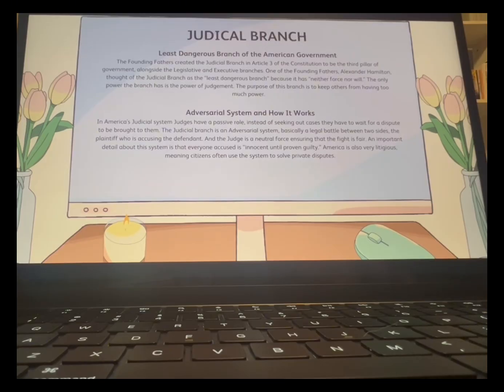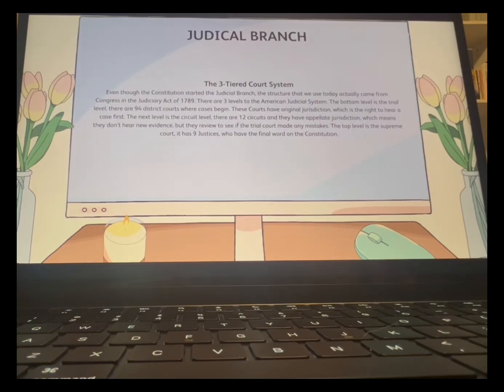An important detail about this system is that every accused is innocent until proven guilty. America is also very litigious, meaning citizens often use the system to solve private disputes. Even though the Constitution started the judicial branch, the structure that we use today actually came from Congress in the Judiciary Act of 1789. There are 3 levels to the American judicial system.